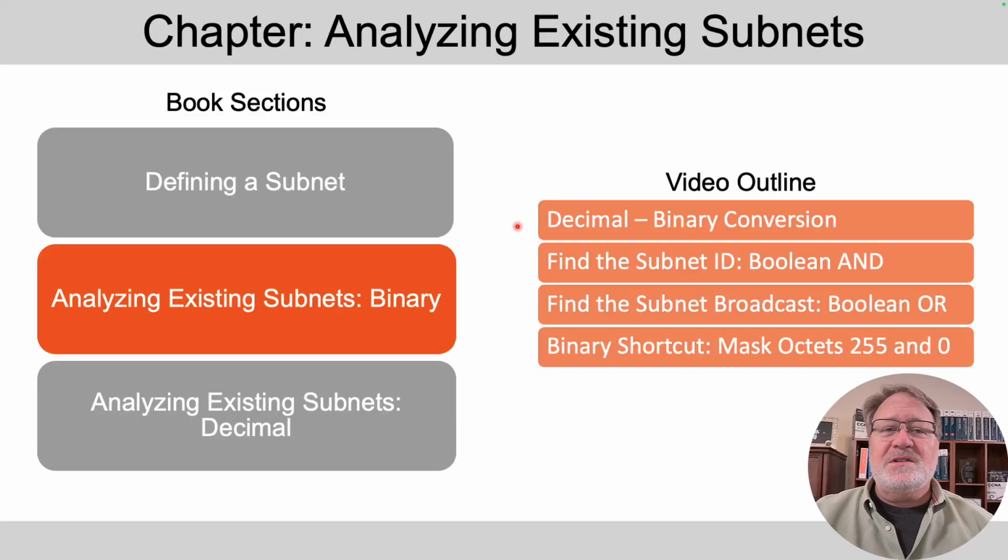So here in this video, we'll talk about decimal to binary conversion for a bit to get started, but we'll focus on the subnetting processes that use that binary math. First, the subnetting process to calculate probably the most important of those 4 facts, which is finding the subnet ID. And then we'll talk about the subnetting processes to calculate the subnet broadcast address. Those are important because those bracket the numbers in a subnet. And then it's really easy to calculate the range of usable addresses in the subnet. We'll close out with a shortcut that'll really speed you up when you're doing the binary math.